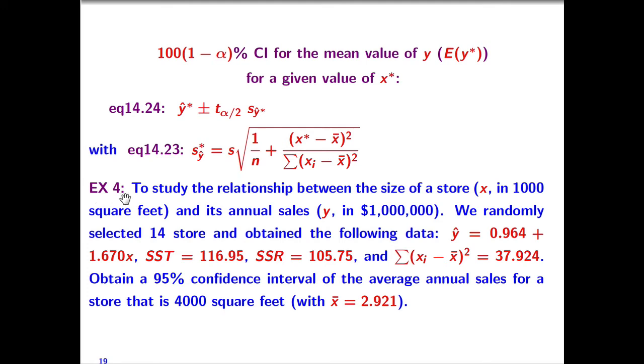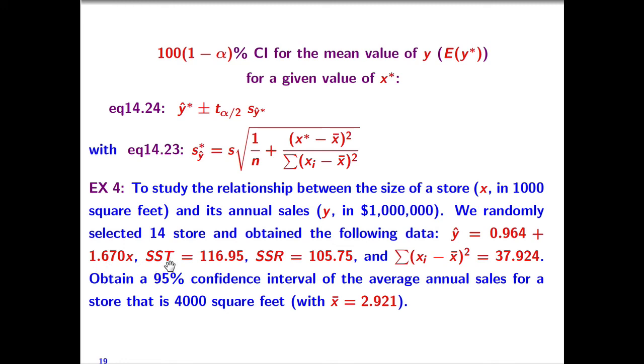Example number 4. To study the relationship between the size of a store X, the unit is in 1,000 square feet, and its annual sales Y, the unit is in millions. We randomly selected 14 stores and obtained the following information. Y hat equals 0.964 plus 1.67 times x.